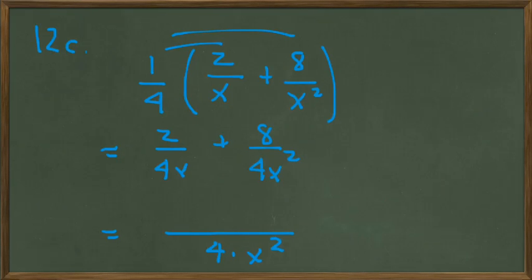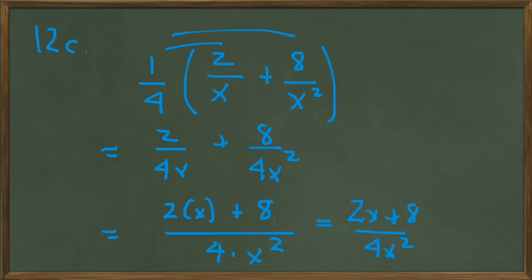So with that least common denominator, the first numerator needs to be multiplied by x, because x multiplying the denominator by x would make it 4x squared, and the second numerator does not need to be multiplied by anything because it already has the denominator 4x squared. And then when we combine those terms, we get 2x plus 8 over 4x squared.